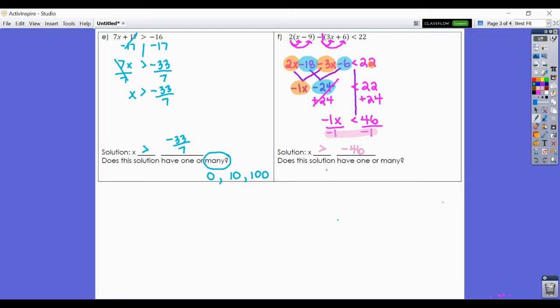So some examples would be negative 20. We also have 0. We have 10. We have 15, etc., for our many solutions.